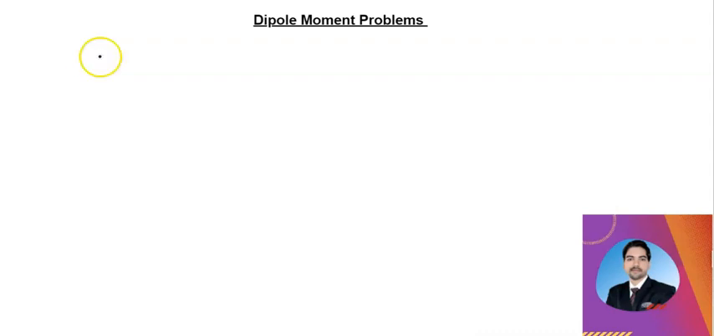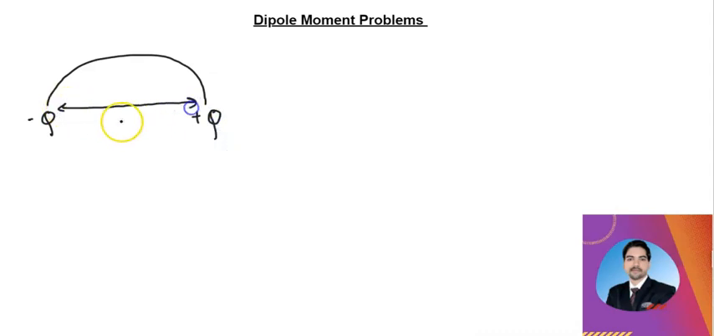The first problem is that we have a semicircle. Minus q charge is at one end, plus q charge is at the other end, and both these two charges are separated by some distance. This is L. This is the center of the semicircle. This is small r. So you just need to calculate the dipole moment of this system.